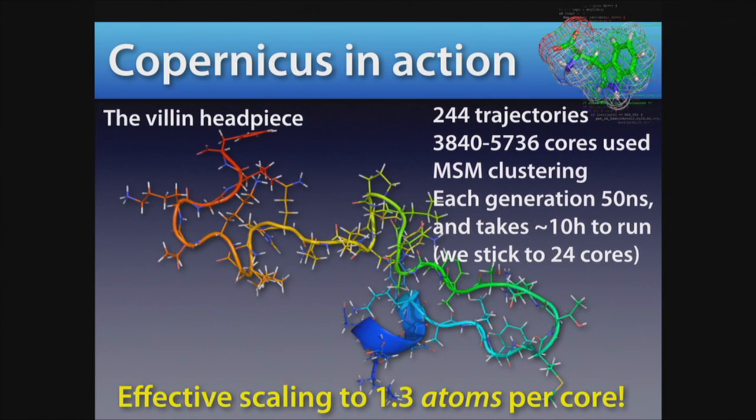Well, technically, they're not independent. They communicate, but they only communicate, say, once a minute or something, not every microsecond. The cool thing, if you do the math here, is that I have effective scaling to 1.3 atoms per core, compared to those 40 to 80 atoms that I was really proud of a couple of slides ago.